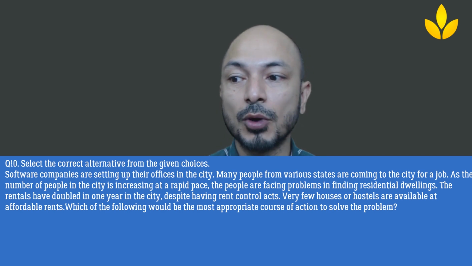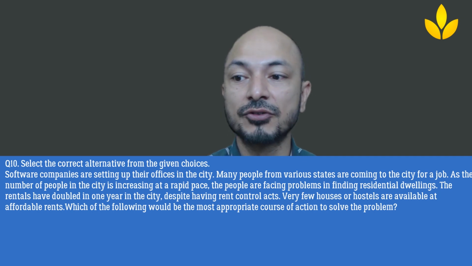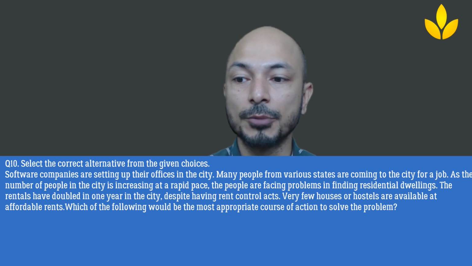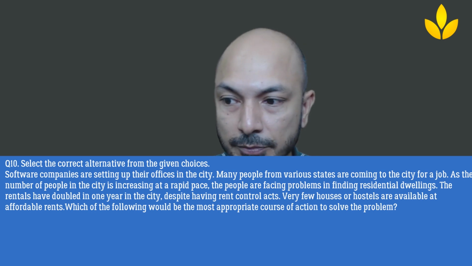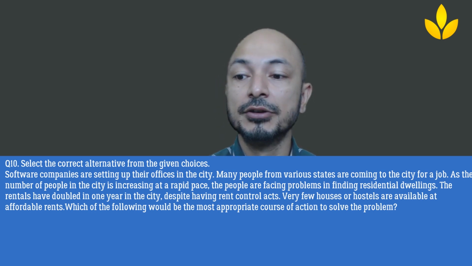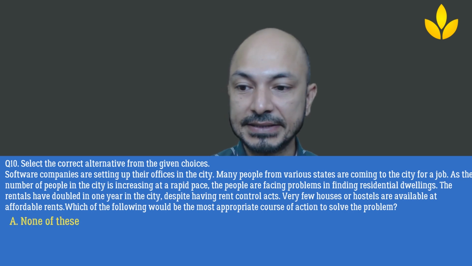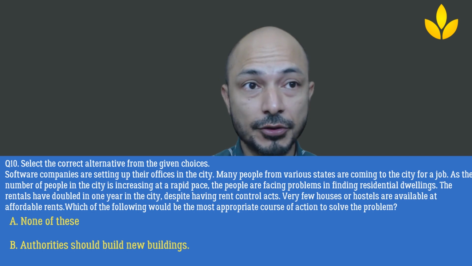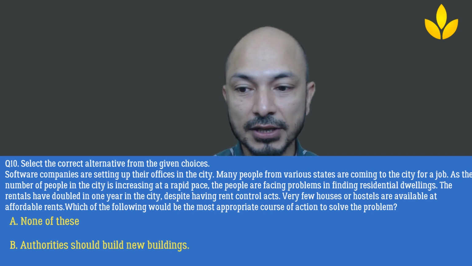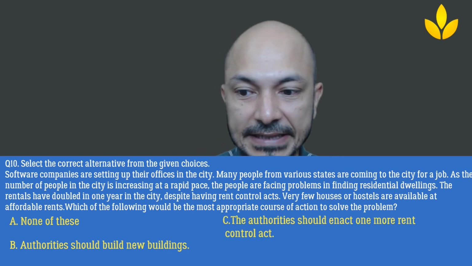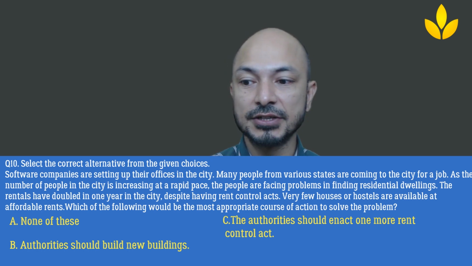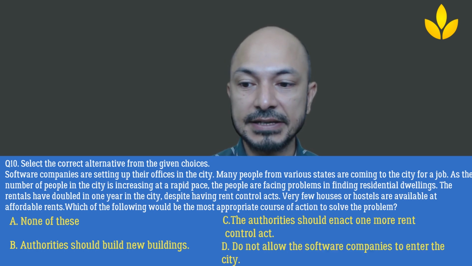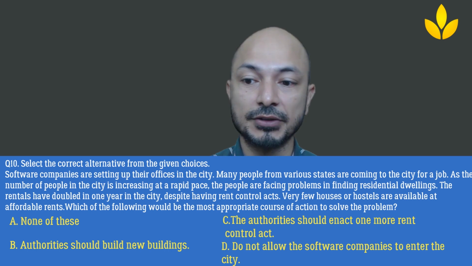The rentals have doubled in 1 year in the city despite having rent control acts. Very few houses or hostels are available at affordable rents. Now, which of the following would be the most appropriate course of action to solve this problem? So, A says none of these. B says authorities should build new buildings. Sorry about the crackers going on, it's Diwali time. Option C says the authorities should enact one more rent control act, and D says do not allow the software companies to enter the city.